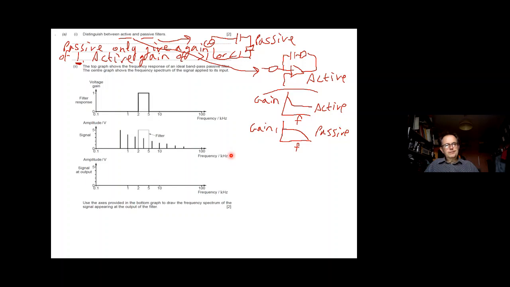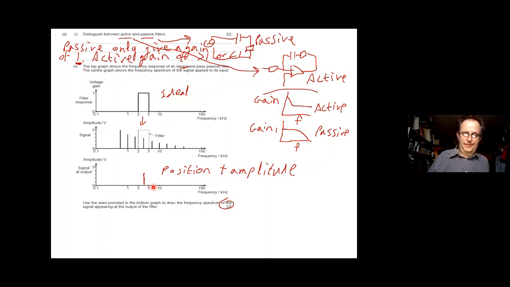Go back to the question. There's an ideal bandpass again, working between a frequency of 2 and 5 kilohertz. Here's your frequency response again. Nice little simple question. What are you going to get out? Make sure it's the same amplitude, same position. That's what I'm looking for with those type of questions.